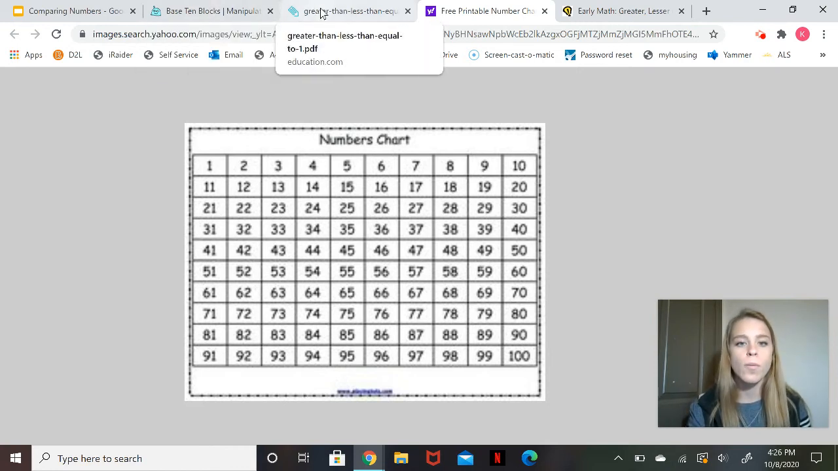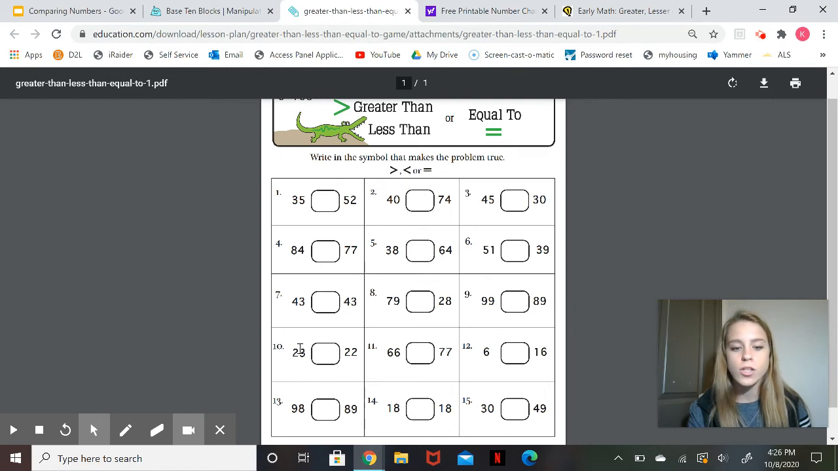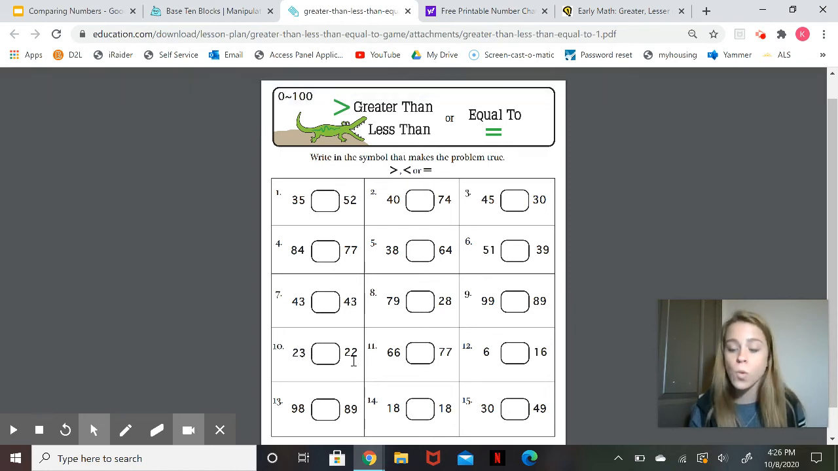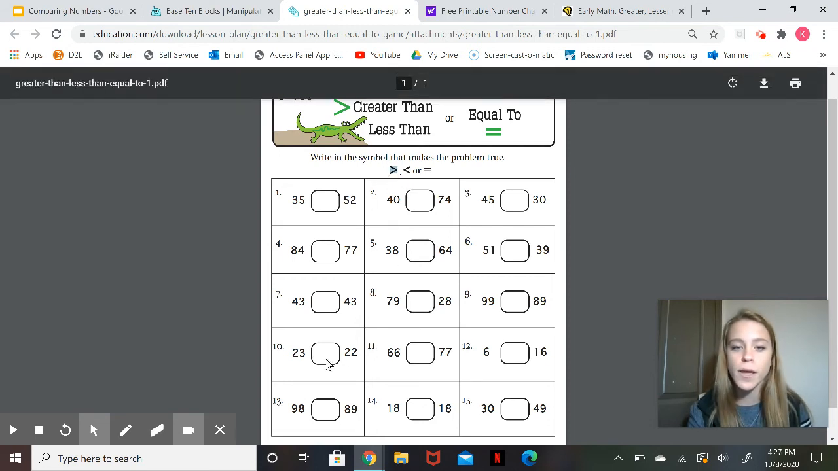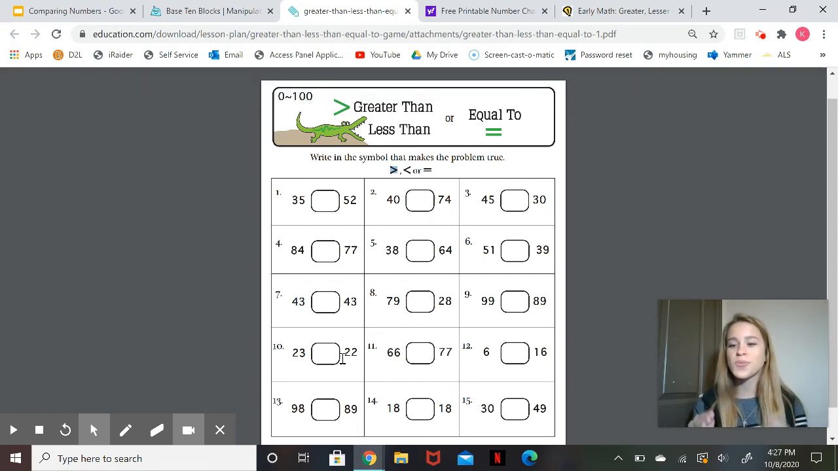So when we go back over to our worksheet, 23 is bigger than 22. So the alligator wants to eat the 23. So the open mouth has to be towards the 23. So we're going to go ahead and read that like 23 is greater than 22. Awesome. All right, and then we're going to go ahead and look at number 7 as well. And 7 says 43 and 43, and then the space in the middle.